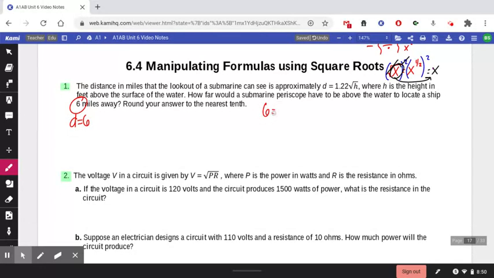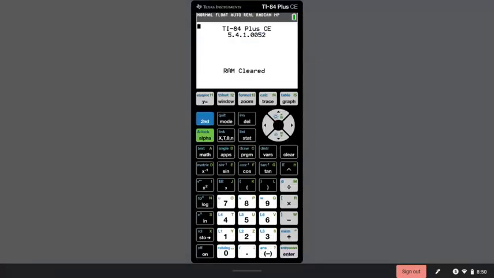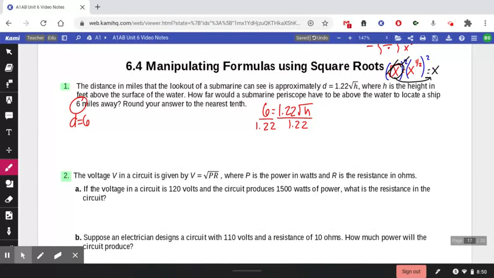So 6 is equal to 1.22 times the square root of h. The first thing we're going to want to do is get the square root of h alone, right? We always want to try to isolate our variable regardless of what we're solving for, what's within our equation. So I'm going to divide by 1.22. Let's take a look and see in our calculators, what's 6 divided by 1.22? We never want to round mid-problem, so the fact that this gives us not a nice clean answer means we're going to want to just keep it as 6 divided by 1.22 for now. So 6 divided by 1.22 is equal to the square root of h.